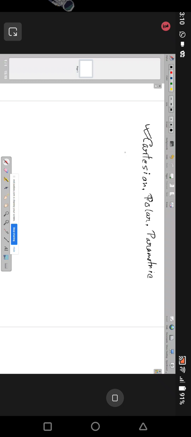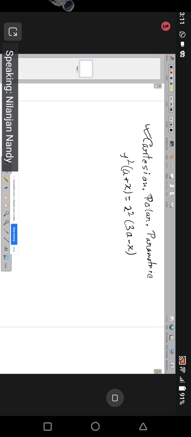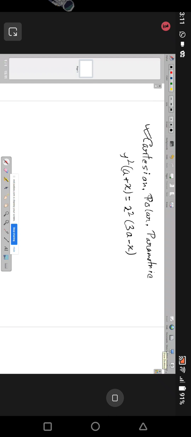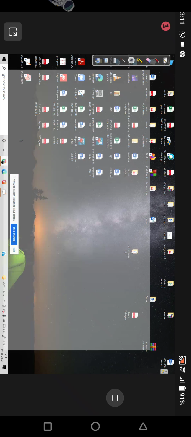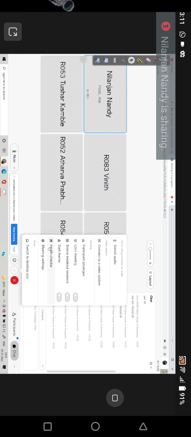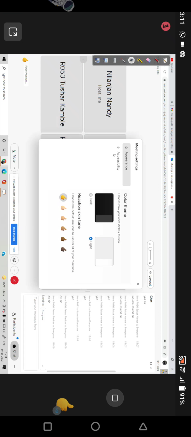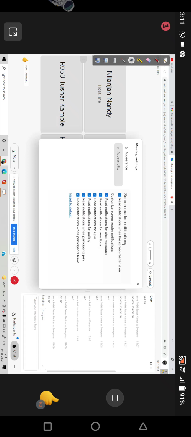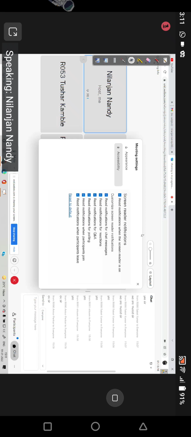So the first curve is given as this. When you are tracing a curve, you first need to find the points where the curve is becoming zero, right? Is it clear? Anyone just write in the chat box.